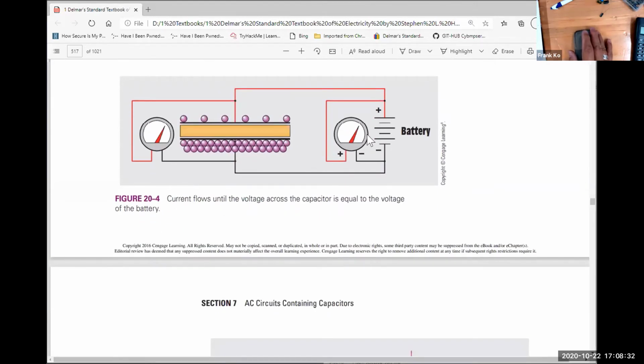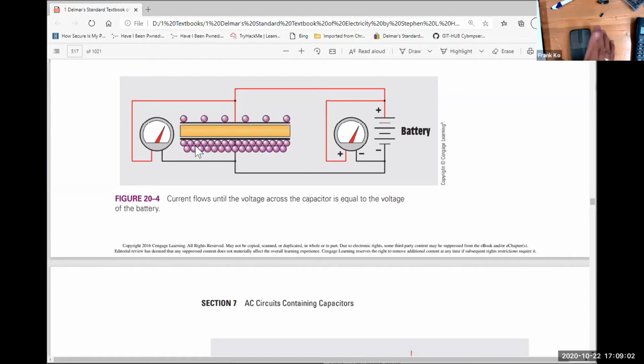So here we go. A battery is on this side. We are charging this capacitor. We have an accumulation of electrons on the bottom and very few electrons on the top. If I hook up a voltmeter across the capacitor, guess what? My voltmeter will measure the exact same value as the battery. So if I start off with a 6-volt battery, the capacitor will charge up to 6 volts. If I start with a 10-volt battery, this capacitor will charge to 10 volts.